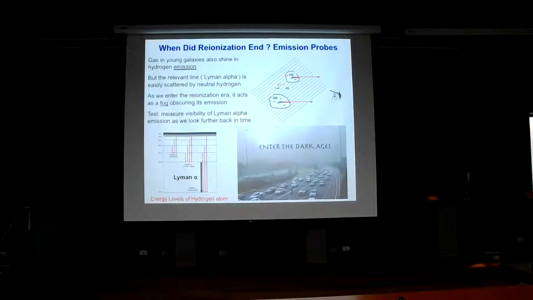Let me give you a little analogy. Imagine you're looking down the freeway. Every car is a galaxy. Every headlamp is this glowing Lyman alpha line. And as you look into the dark ages where the neutral gas is present, it dims the headlight, and you don't see this line. So you would expect this line to be less and less visible as you look further into this period of reionization.